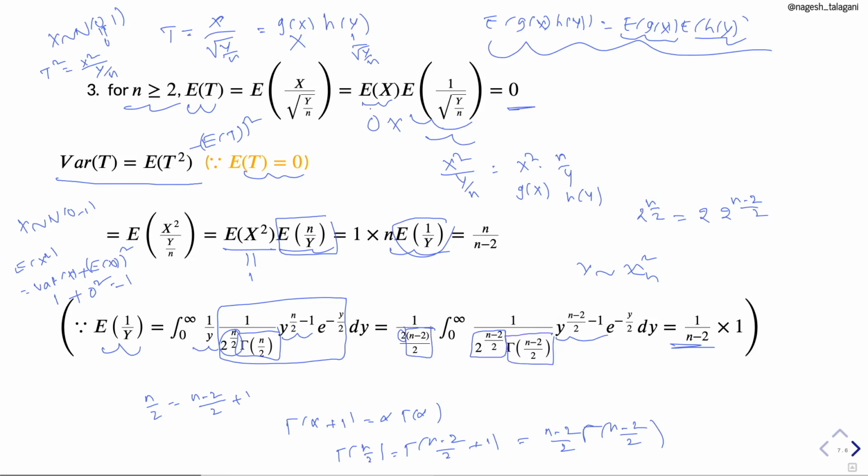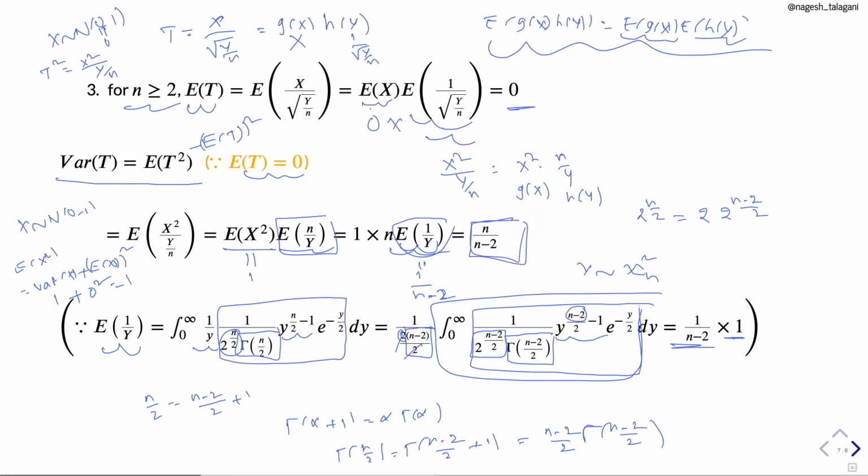Fine. Now again this looks like a PDF of chi-square distribution with n minus 2 degrees of freedom. So this integral value must be equal to 1. So here the 2 cancels, so we have 1 by n minus 2 times this integral value 1. That's why this expectation of 1 by y equals 1 by n minus 2. So we have n by n minus 2. This is the variance of t. Variance of t distribution with n degrees of freedom equals n by n minus 2. Fine.